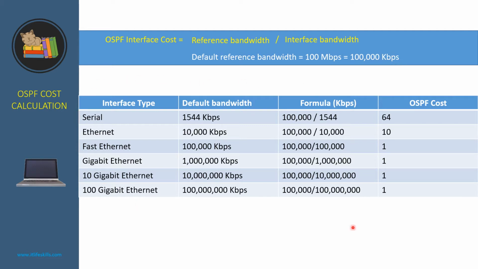This table shows us the cost for each interface type with its default bandwidth setting. As you can see, we can easily manipulate the default cost by changing the interface bandwidth, setting the cost, or changing the reference bandwidth.